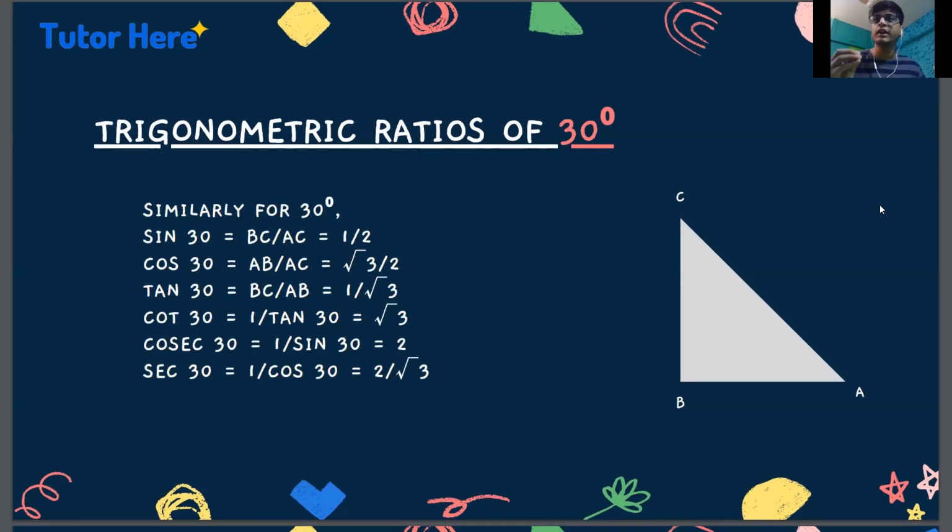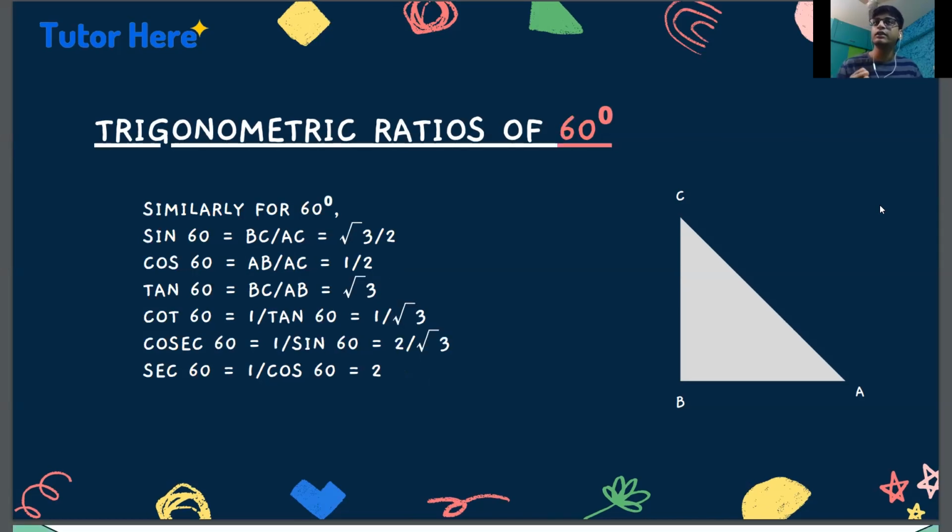Similarly, trigonometric ratios of 30 degree. Sine 30 is BC by AC, which is 1 by 2. Cos 30 is AB by AC, which is root 3 by 2. Tan 30 is BC by AB, which is 1 by root 3. Cot 30 is 1 by tan 30, which is root 3. Cosec 30 is 1 by sine 30, which is 2. And sec 30 is 1 by cos 30, which is 2 by root 3.